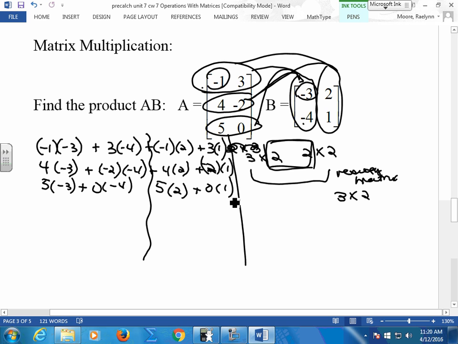Now, watch up here. If we did this right, yes. How come those two have pluses and the last one doesn't? Oh, I just forgot the plus. Yeah, sorry.